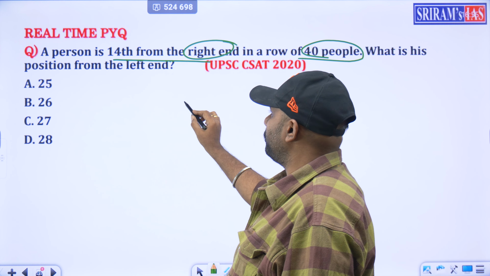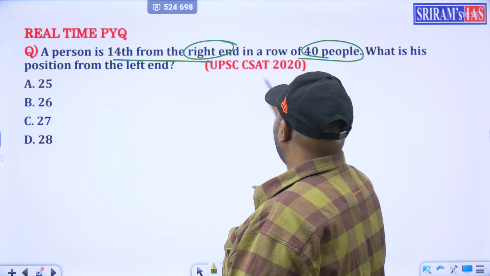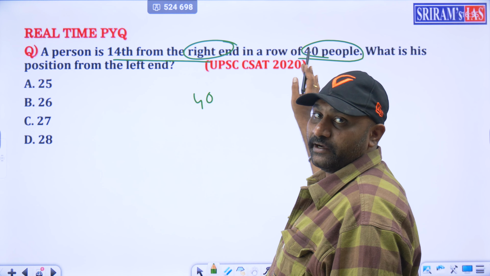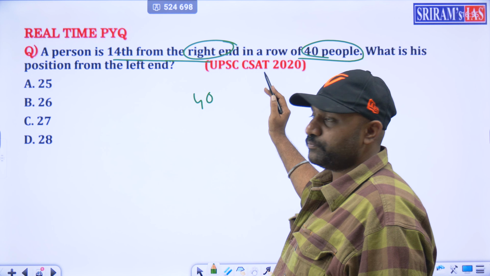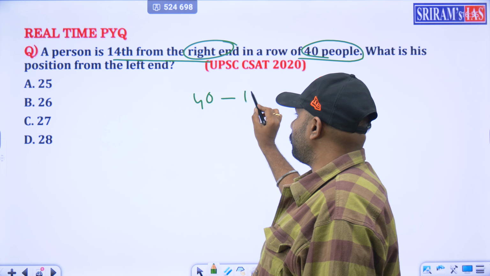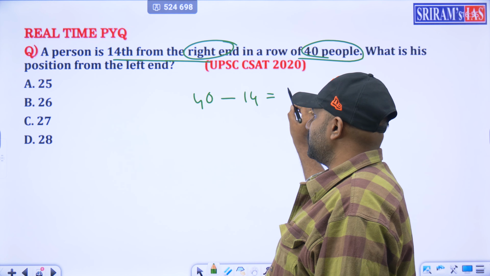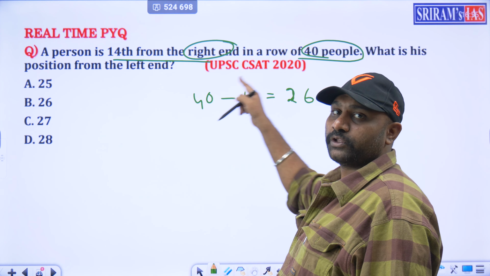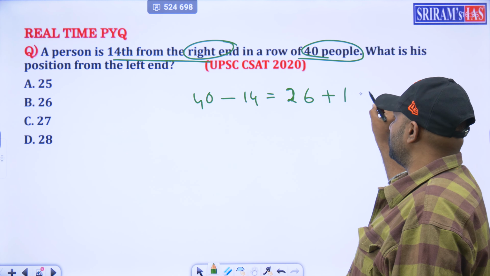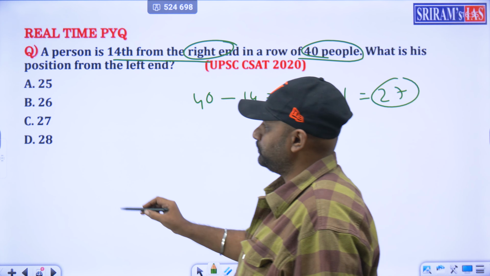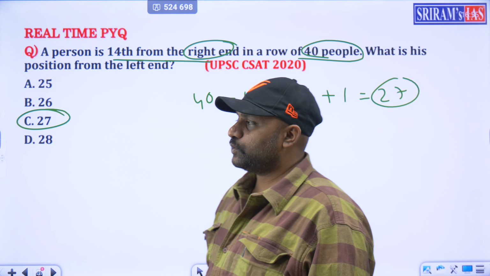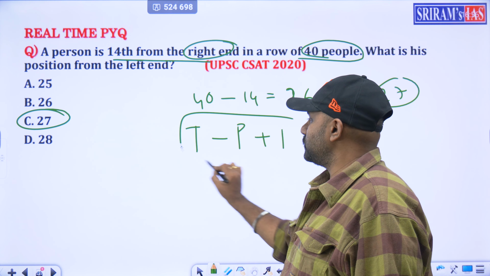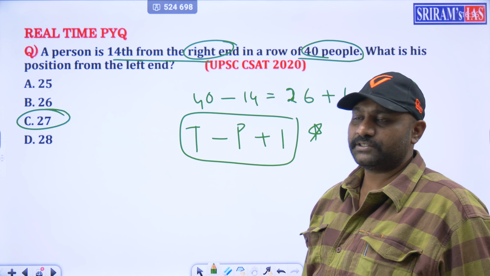So when such kind of questions come, simple. Total 40 people are there. 14th from right end. So from right, 14 position. Total 40. Therefore remaining are 26. But positions are counted from left 1, 2, 3, 4 like this. Therefore add one extra one. So answer is 27th position. As simple as this. So whenever such kind of questions come, total minus position plus 1. Use this formula for solving such kind of questions.